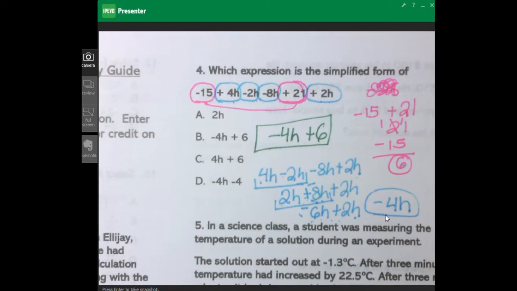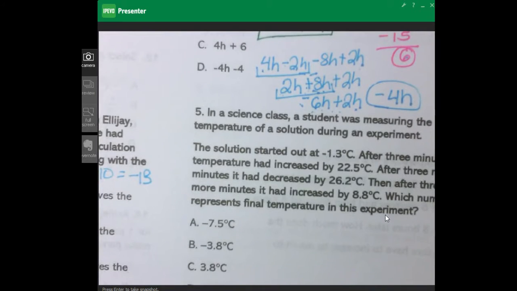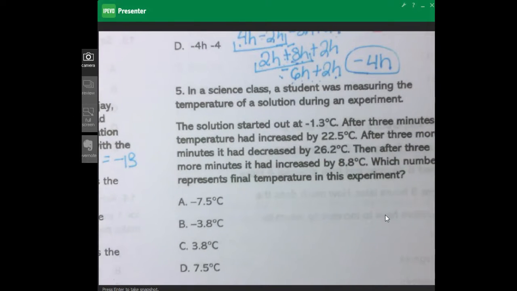All right, number 5. In a science class, a student was measuring the temperature of a solution during an experiment. The solution started out at negative 1.3 degrees Celsius. After 3 minutes, the temperature had increased 22.5 degrees Celsius. After 3 more minutes, it had decreased by 26.2 degrees Celsius. After 3 more minutes, it had increased by 8.8 degrees Celsius. Which number represents the final temperature in the experiment?